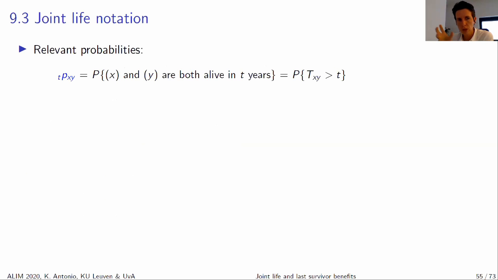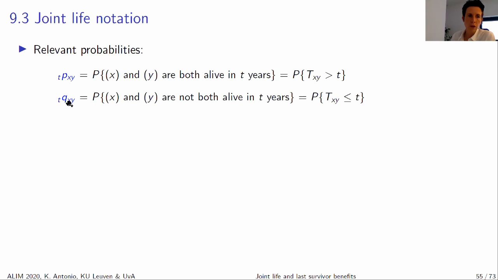So for instance, I could be interested in the joint life survival probability. That is the tpxy. The way I remember that is I look at the status XY, and I want this status to be active for another t years. So that means I'm wondering what's the probability that both my policyholders will be alive in t years from now. That's the probability that the Txy, which is the minimum of Tx and Ty, is going to be above t. They both survive another t years.